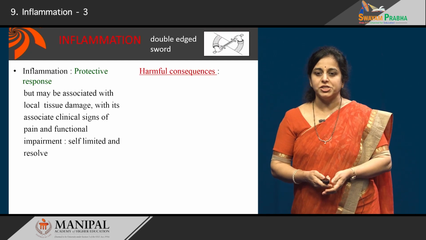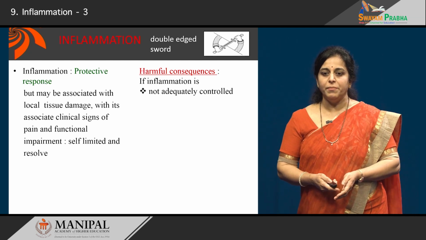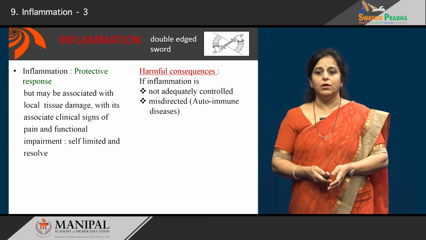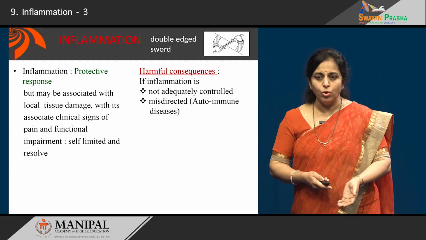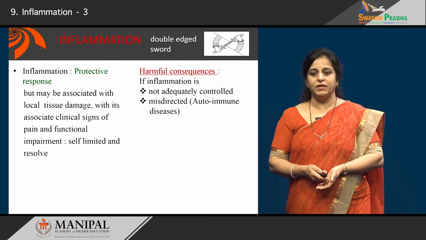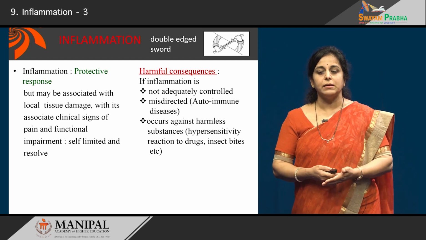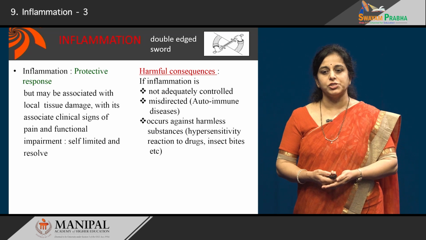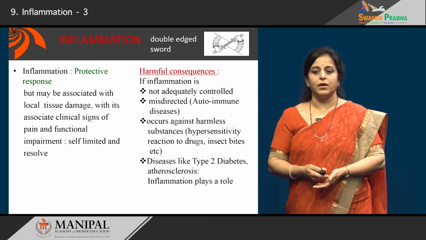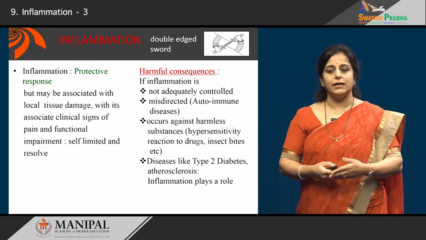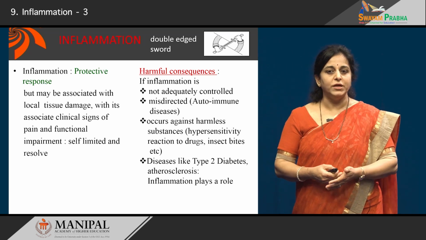However, in some conditions it can have harmful consequences. For example, if inflammation is not adequately controlled or it is misdirected. For example, if inflammation is occurring against one's own body cells, which is autoimmune diseases, or it is occurring against harmless substances. For example, some people have hypersensitivity reactions to drugs, insect bites, which do not cause problems in others. And also certain diseases like type 2 diabetes, atherosclerosis are now known to be conditions where inflammation plays a major role.